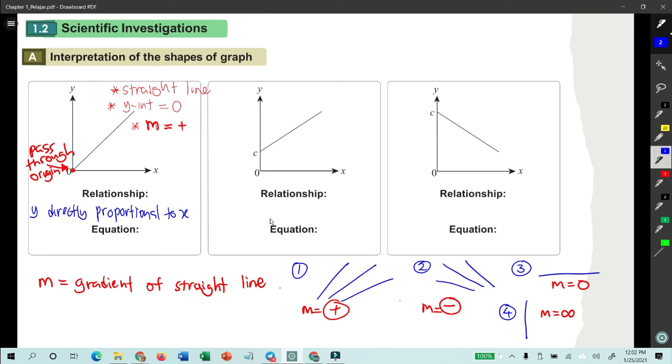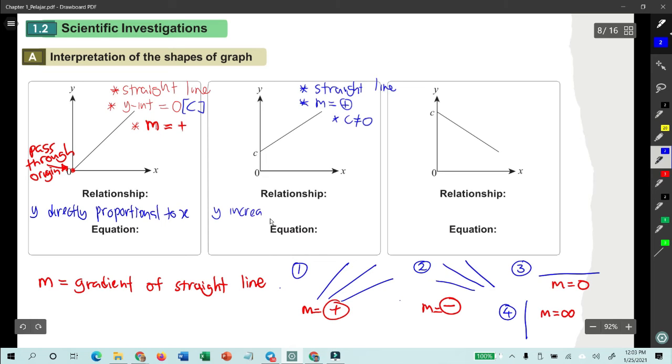This is a straight line with a positive gradient, but the problem is the y-intercept. The y-intercept can also be given by the letter c, small c. c is not 0. So in this case, if you look at the graph, it doesn't pass through 0. The difference between the first line and the second one is the y-intercept, which is not 0. So the relationship is y increases linearly with x.